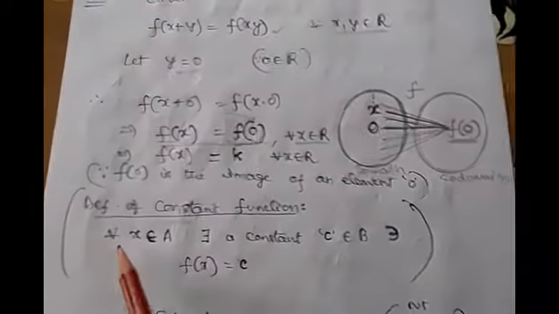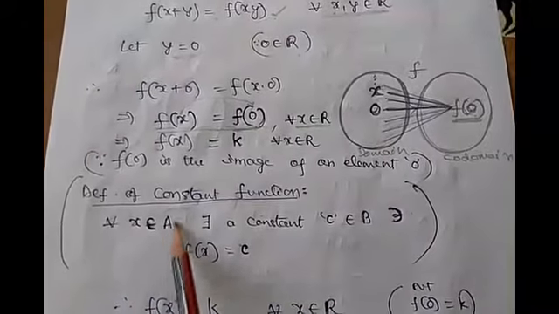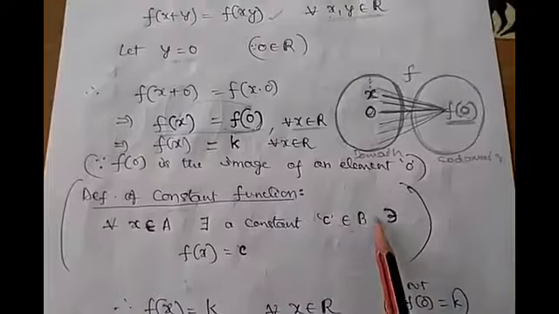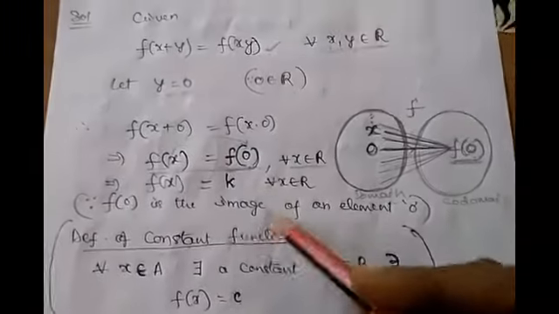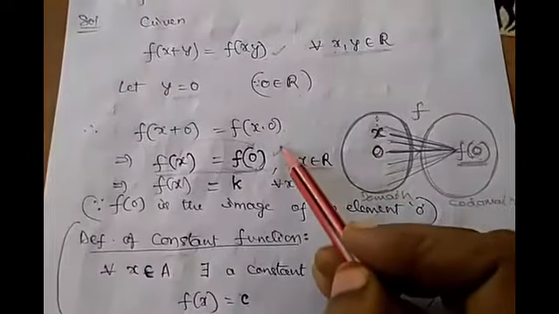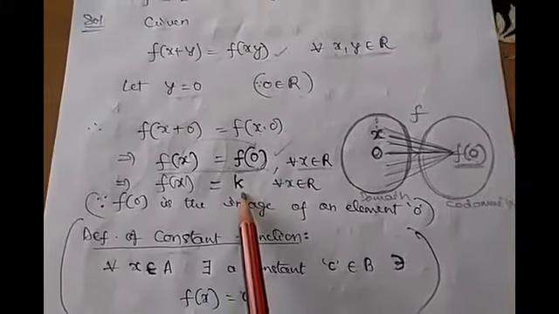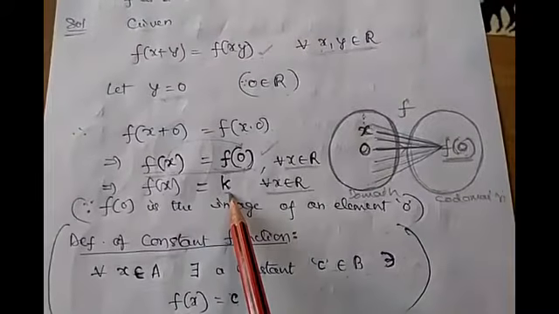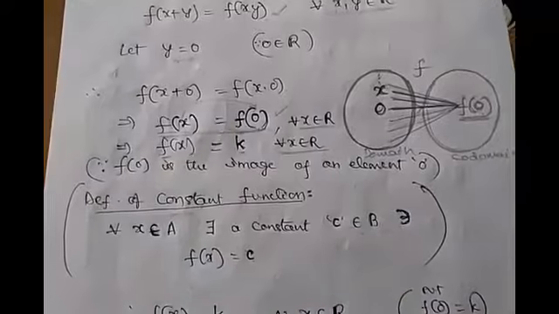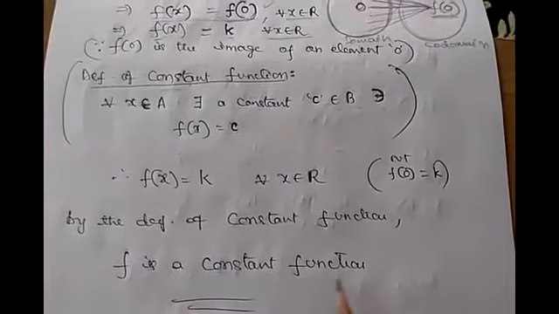That means what? The definition of a constant function is: for every x belongs to the domain, there exists a constant c in the codomain such that f of x is equal to that constant c. In the same manner, here the function is defined like this: f is a function such that f of x is equal to k for every x belongs to R. Understood? For every element in R, there exists a constant k such that f of x is equal to k. So f is called a constant function, by the definition of a constant function.